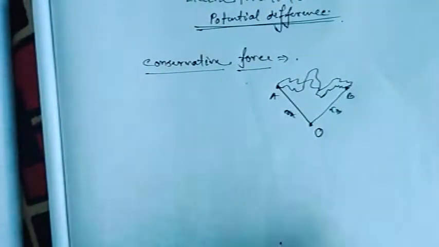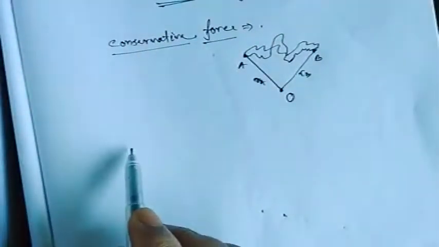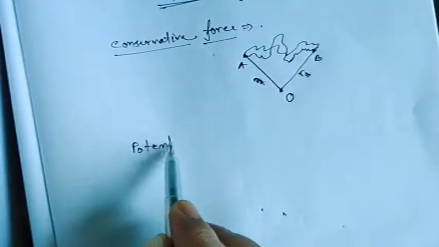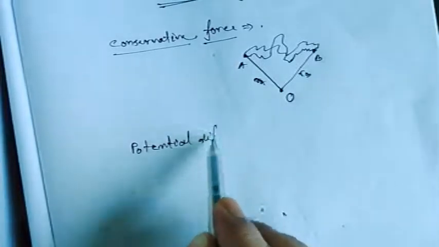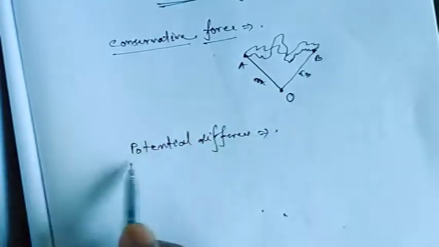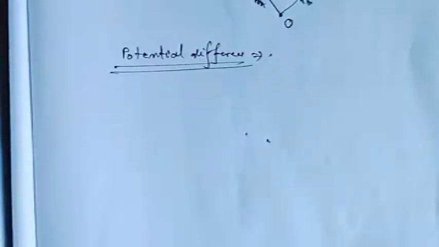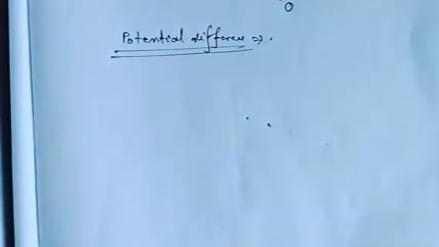Now let me come to the main topic, potential and potential difference. We will start with potential difference. What is this potential difference, sir? Listen. The electrostatic potential difference between 2 points, suppose A and B, is defined as the amount of work done per unit test charge to bring it from one point to another, from point A to point B.